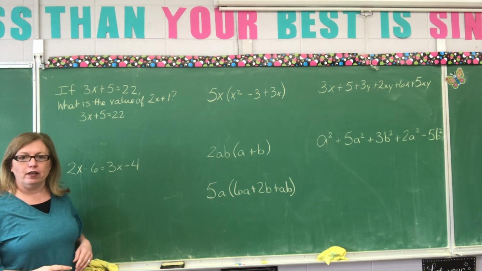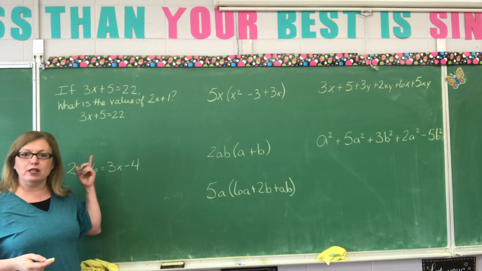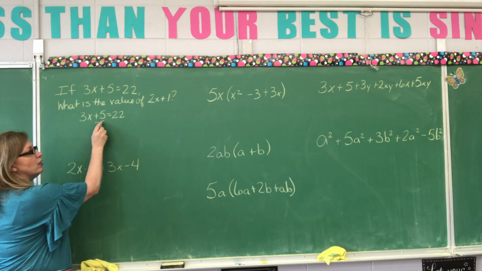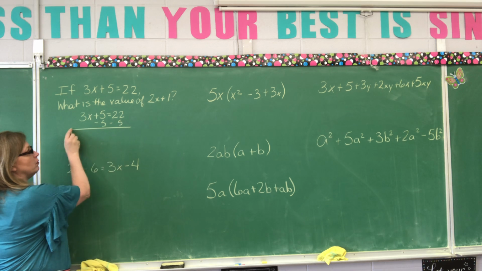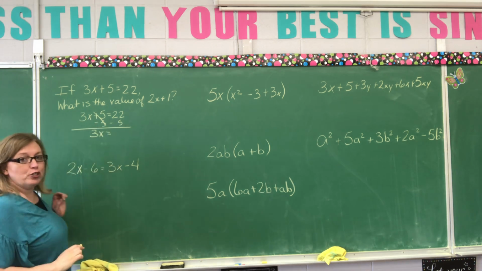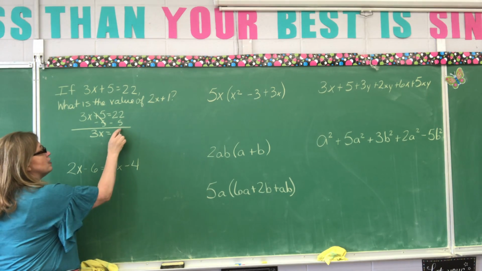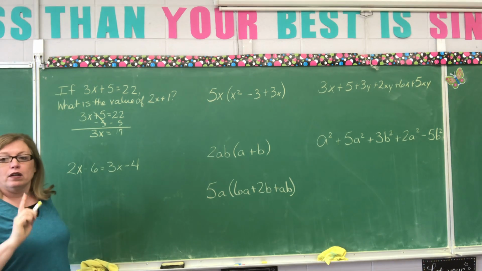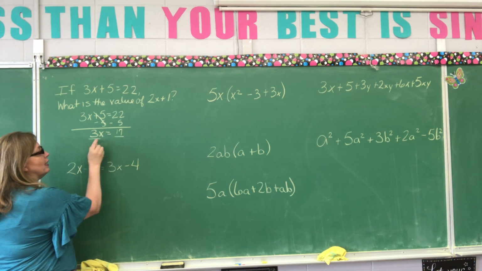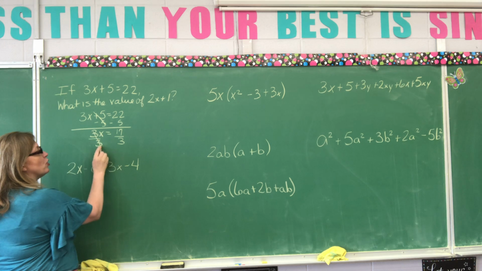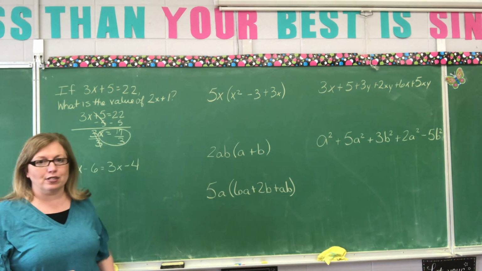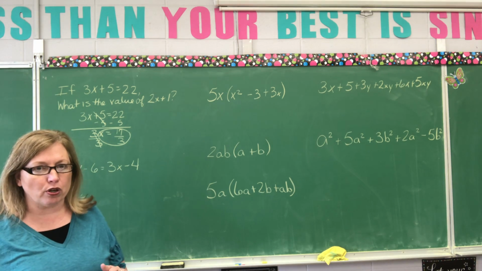Now let's solve it. What can I get rid of? Get rid of this 5, because remember my goal is to get x by itself. It says to add 5, so we're going to subtract 5. This is going to cancel, leaving us 3x, 22 minus 5 is 17. Now, what are we going to do? Get rid of that 3x by dividing each side by 3. So, x equals 17/3. That is not my final answer, okay?